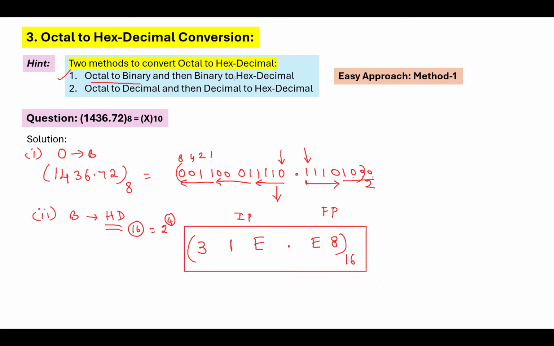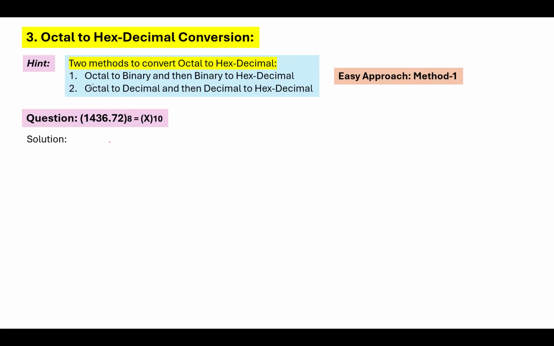This is using the first method. Here I will explain the second method also. In the second method, first we convert octal to decimal, and after that, decimal to hexadecimal. Now let us take the given number 1436.72. To convert this octal into decimal, we apply the octal weights 8 power 0, 8 power 1, 8 power 2 and 8 power 3. For the fractional part, this is 8 power minus 1 and 8 power minus 2.